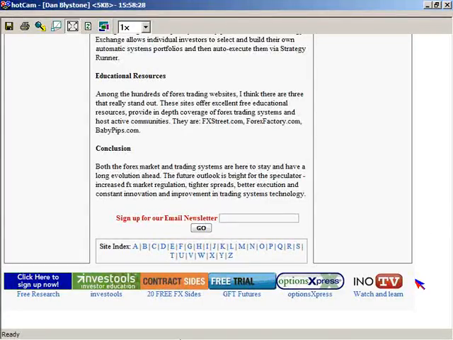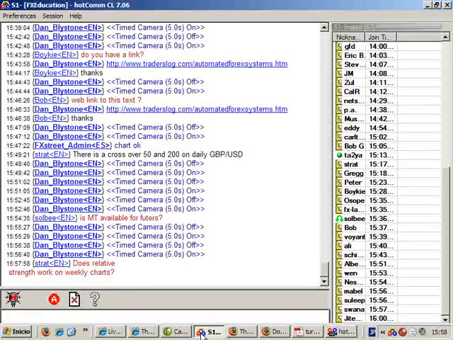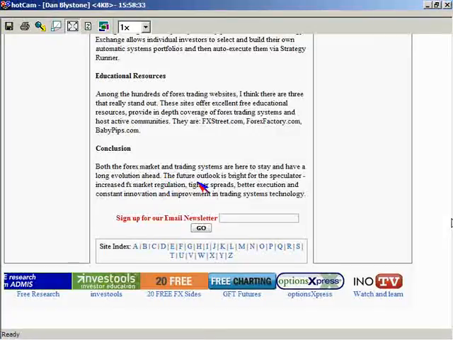Both the Forex market and trading systems are here to stay and have a long evolution ahead. I think we're just at the beginning of what's going on here in terms of our evolution. The future outlook is bright for the speculator. Increased FX market regulation, we can see this going on right now. Spreads are getting tighter, with better execution. And in the world of trading systems, we're going to see constant innovation and improvement in trading systems technology.